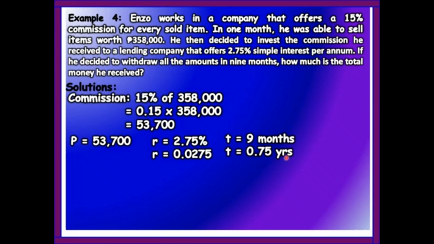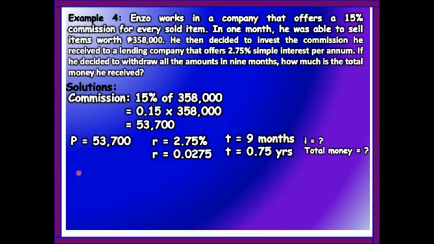So we will be looking for the interest, and after that, since the question is asking for the total money, because Enzo will withdraw all the amounts. So therefore, after looking for the interest, we will add it to the principal amount. So hindi naman mawawala yung principal amount niya na ininvest sa lending company. That is 53,700 plus the interest na makukuha natin dito. So again, we will find the interest and the total money of Enzo after 9 months.